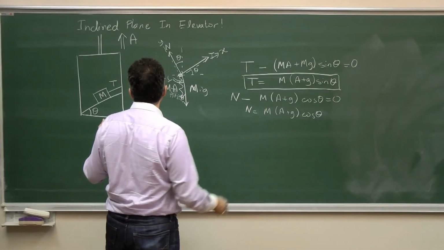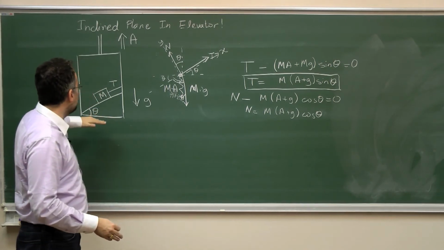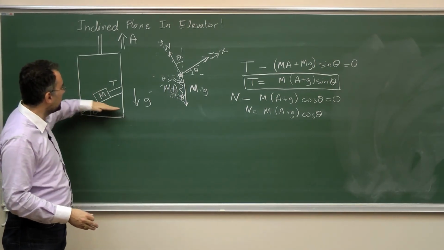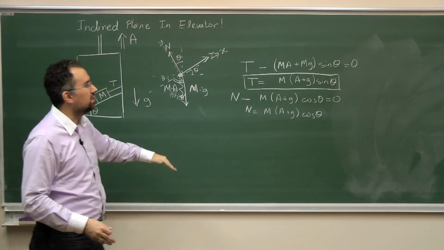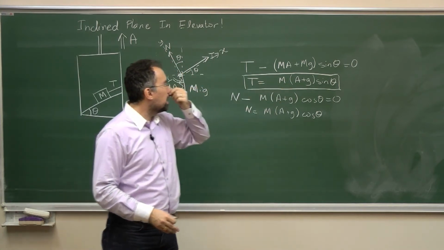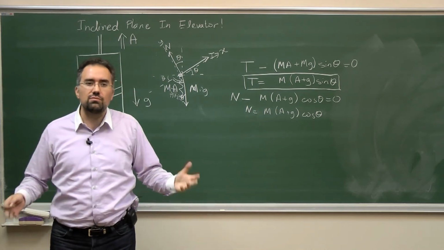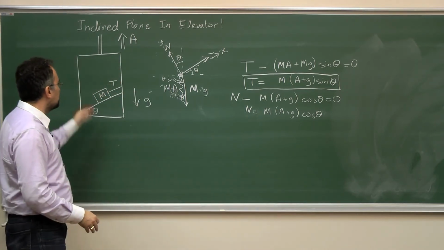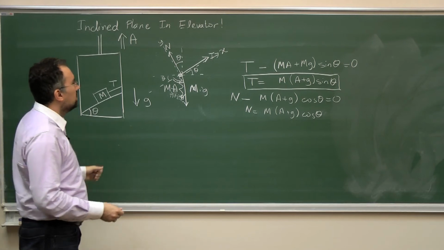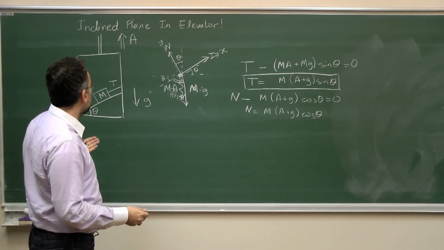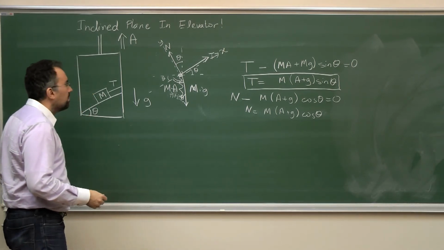Now, sine theta, does that make sense? If theta is 0, which means the plane is horizontal, then sine theta will be 0, and the tension will be just 0, because you don't need the rope to keep the mass in place in that case. So this is solving it in the accelerating frame.